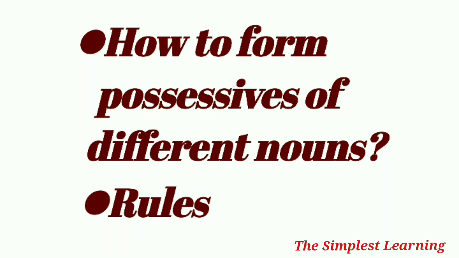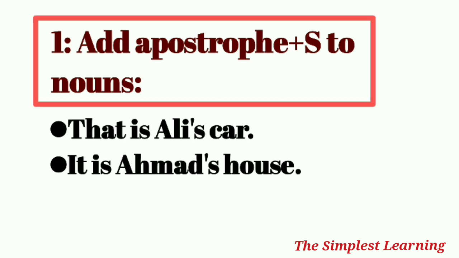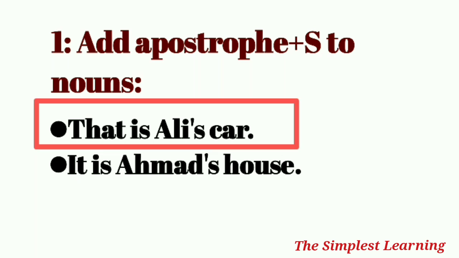Now the question is how to form possessives of different nouns. There are a few rules to make possessives. Let's discuss them one by one. Add an apostrophe and the letter S to the noun. Generally, we add the apostrophe S at the end of nouns to form a possessive.